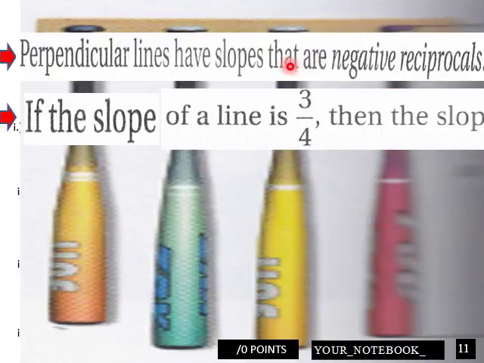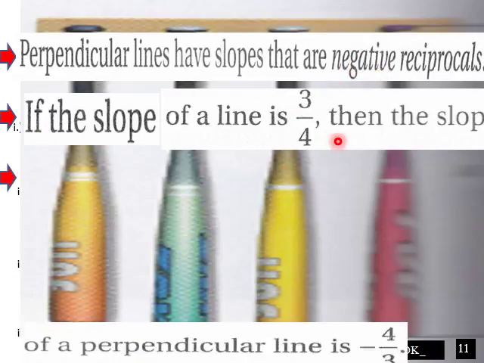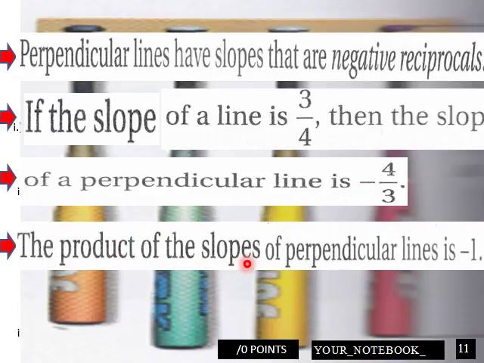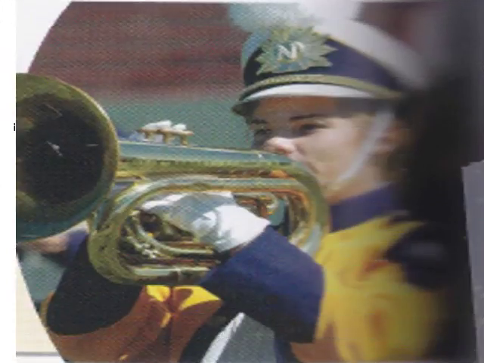Perpendicular lines have slopes that are negative reciprocals. If the slope of a line is 3 over 4, then the slope of a perpendicular line would be negative 4 over 3. So when you reciprocate this, and take the negative of that, it is negative 4 over 3. The product of the slopes of perpendicular lines is negative 1.